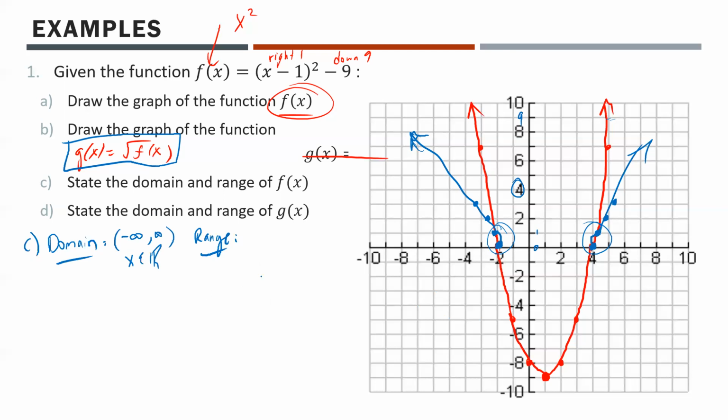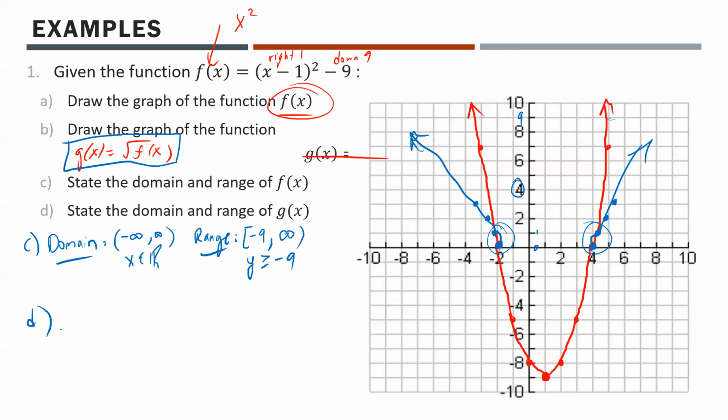What's the lowest our y value could be on our red graph? Well, it looks like the lowest we can go is -9, so I'll say -9. And then what's the highest our y value could be? Well, that's going to go up forever, so it's going to be infinity. Another way you could say this is just y is greater than or equal to -9, whatever floats your boat.